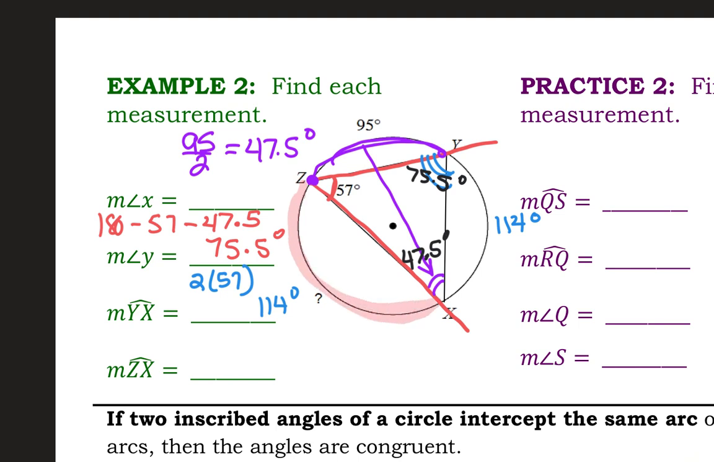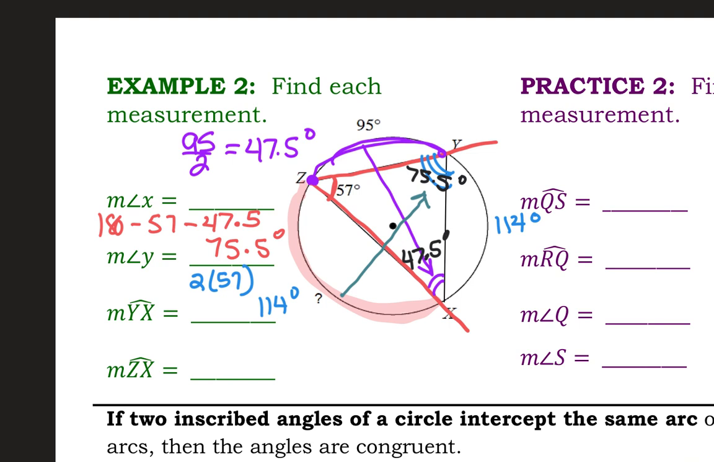We can do it 2 different ways. What do all the arcs add up to? 360. So what we could do is take 360 and subtract 114 and subtract 95, or you can look at the angle that's across the arc. Again, you're just going to go across. You can use that angle and do what to it? Multiply it by 2. It's whichever one you want to do.